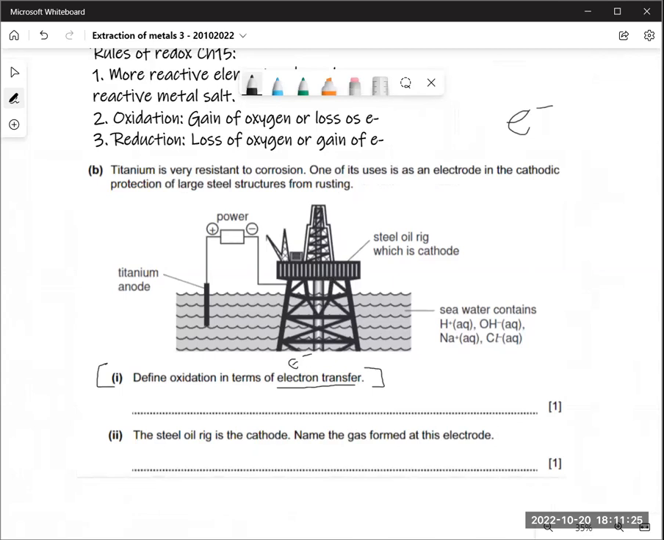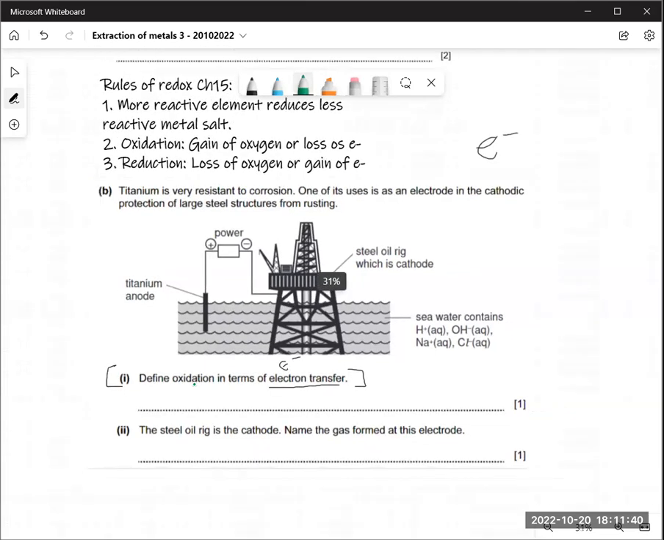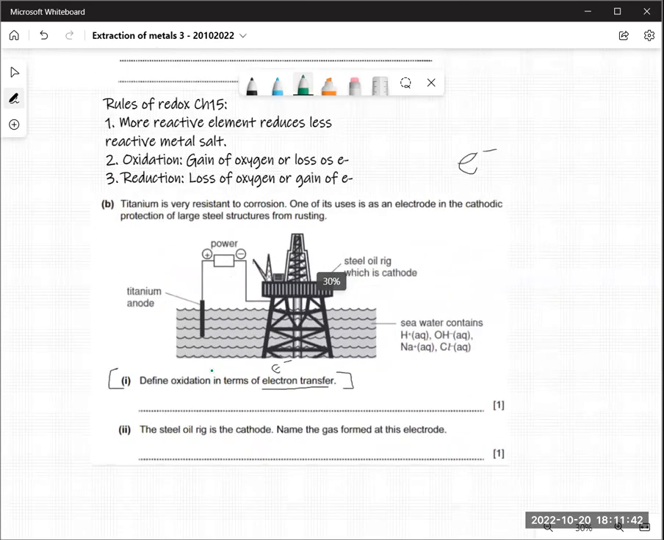Lula and Safa, answer in the chat. It is the loss of oxygen? No, not loss of oxygen. Now read the rules of redox, which you just wrote in your notebook.